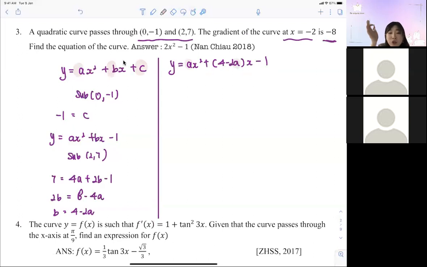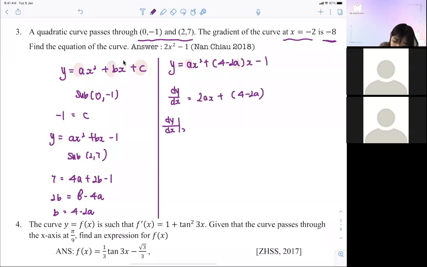Okay, why? Because with 3 unknowns, usually I need 3 equations, which I have 2 already. So we try to reduce the number of unknowns, and using the gradient, I can find a. So dy over dx is 2ax plus 4 minus 2a. You know that when x is minus 2, dy/dx is 8. So x is minus 2.